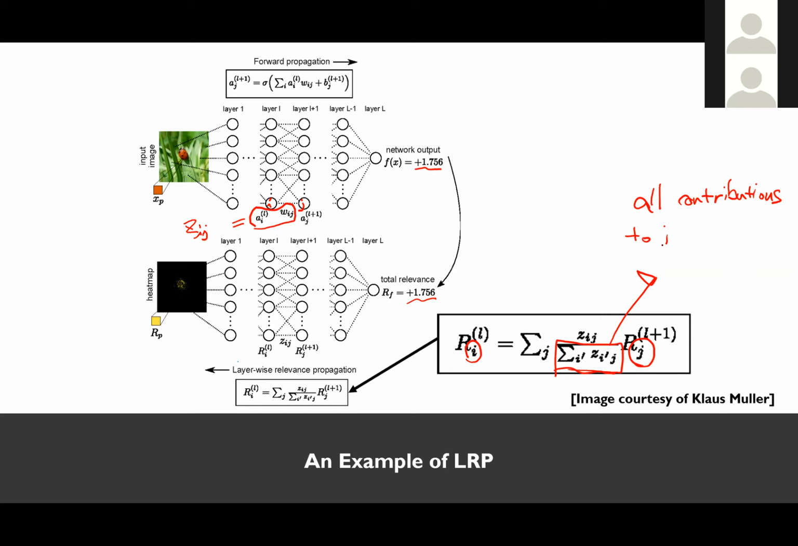to j from nodes in layer l. And this is the contribution from i to j, right? So this is the ratio of the contribution that i made compared to all the nodes in the previous layer l. Then we multiply, actually we compute this. And of course the node i in l can contribute to many nodes in the next layer. The summation of these contributions is the contribution of i in the layer l.